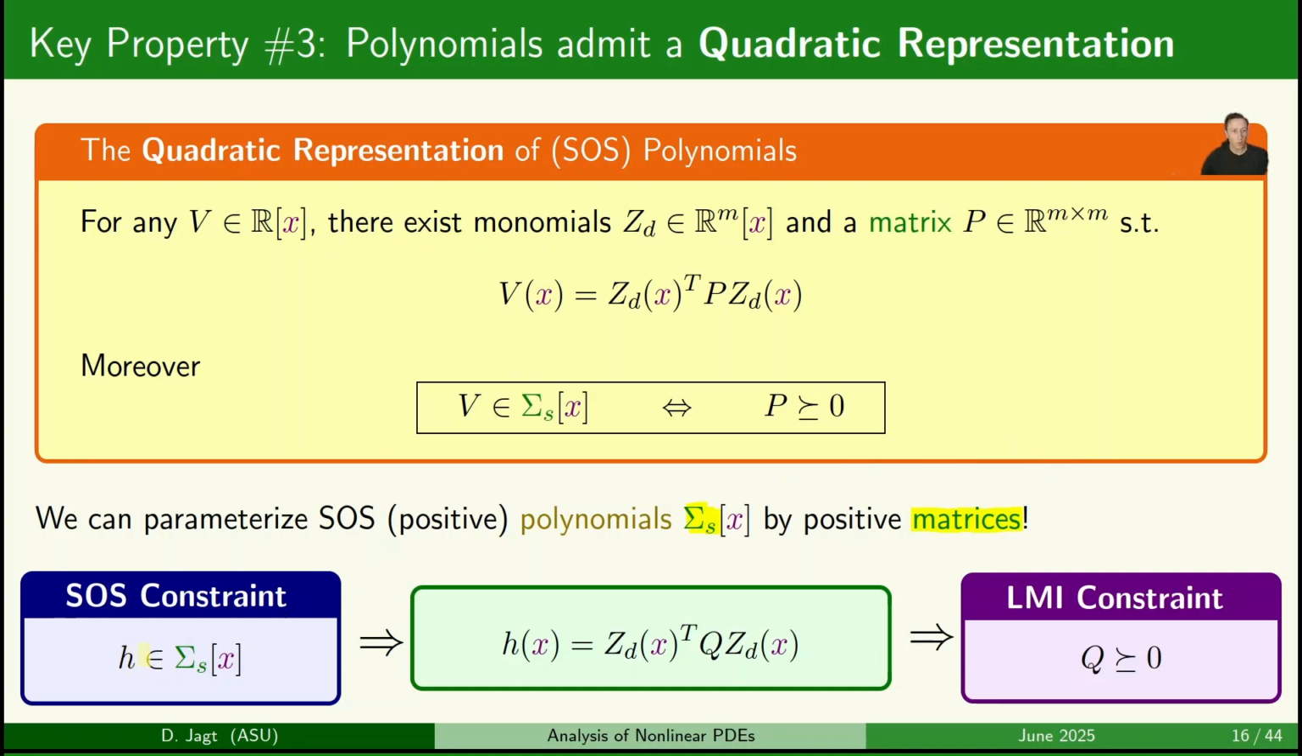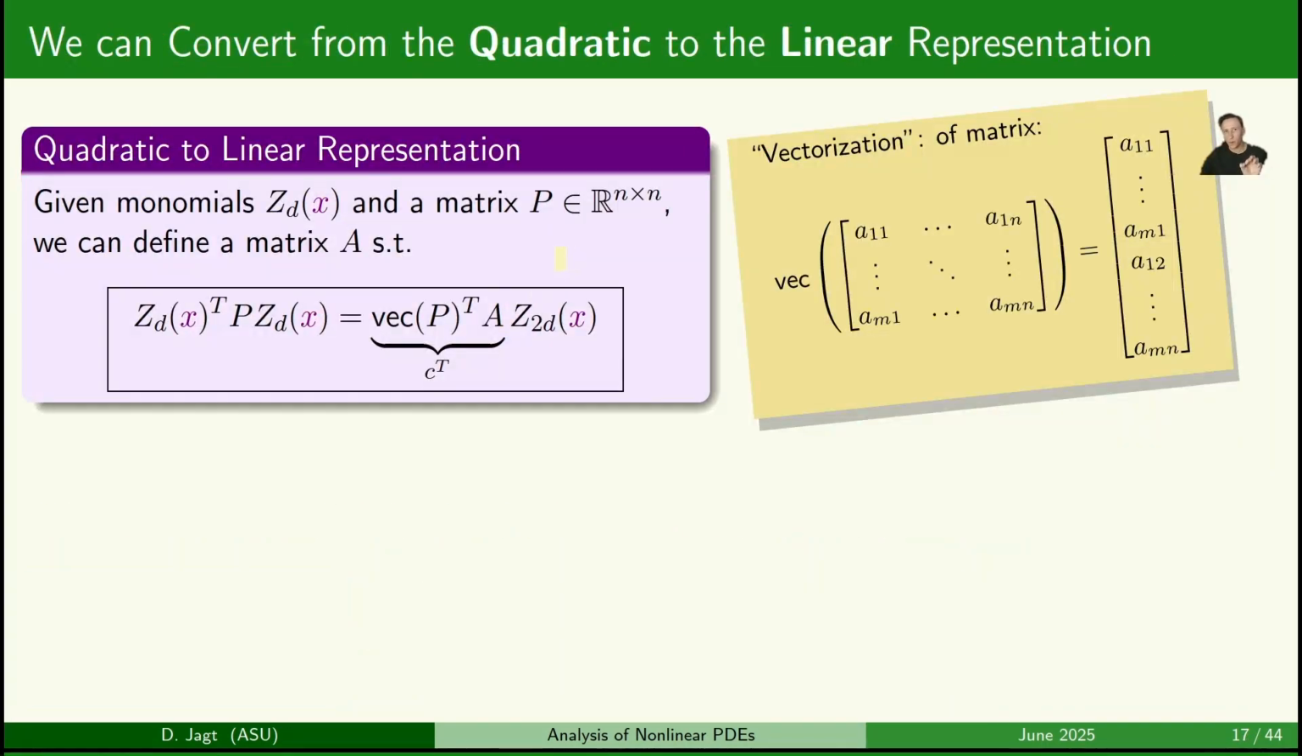For example, if we want to enforce this SOS constraint, that h here be a sum of squares function, then we can parameterize h here in the quadratic representation by some matrix Q, and then we can enforce positivity of this matrix Q as an LMI constraint to ensure that h is indeed a sum of squares polynomial. Now, unfortunately, the quadratic representation is not in fact unique, so there may be different matrices P which define the same function V, but we can convert from the quadratic representation to the linear representation.